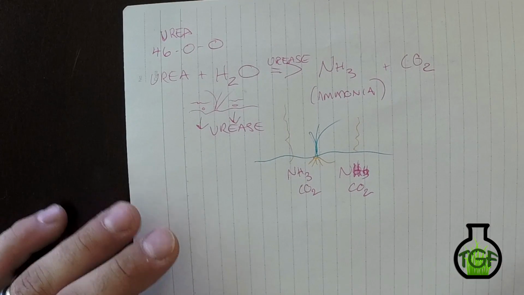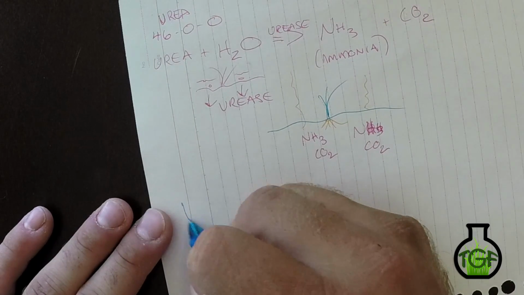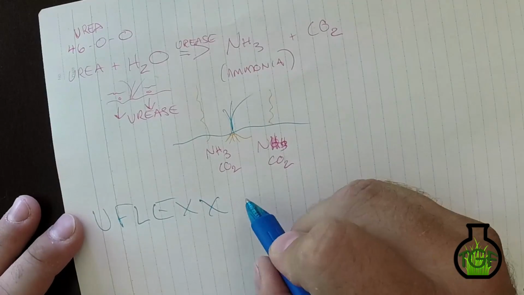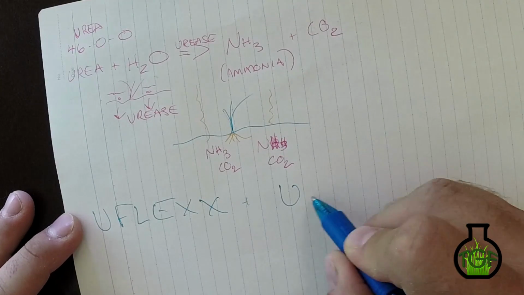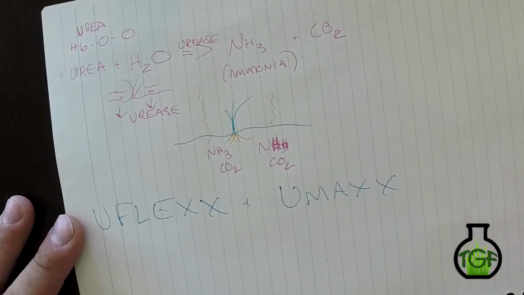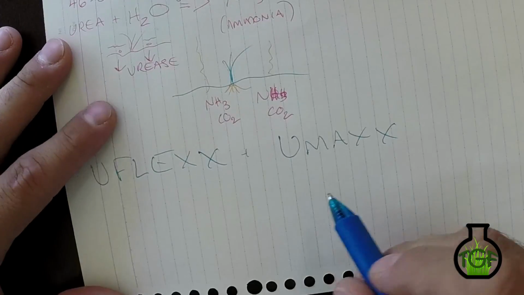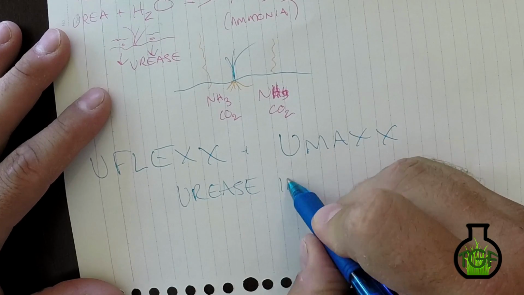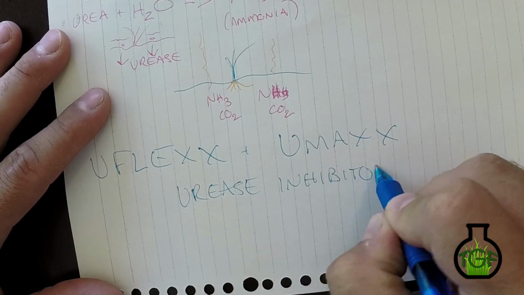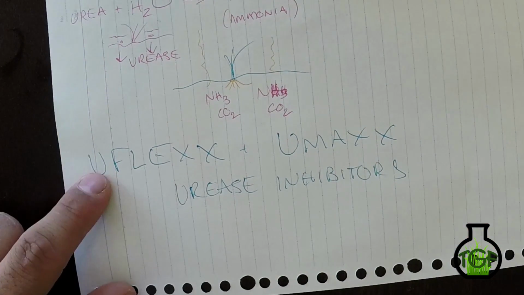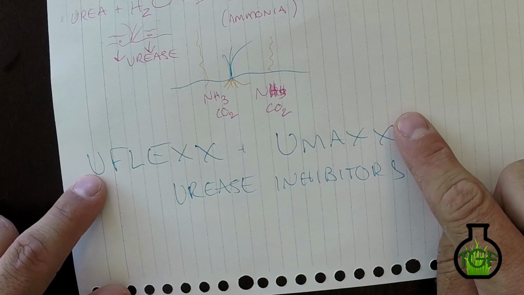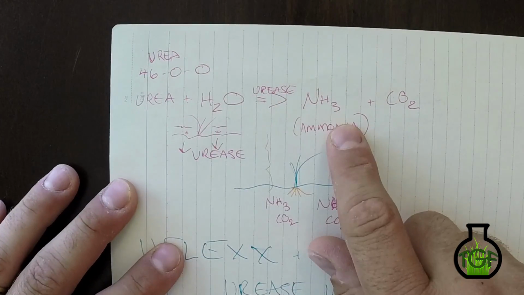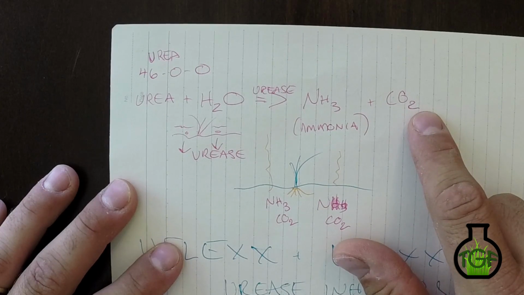the first thing. So there are two products on the market called U-Flex. And then there's one called U-Max. And so what these are are urease inhibitors. What the U-Flex and the U-Max are going to do is slow down this conversion here from the urea turning into the ammonia gas and the CO2.